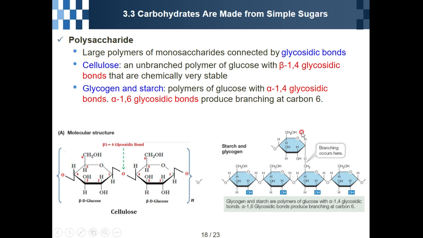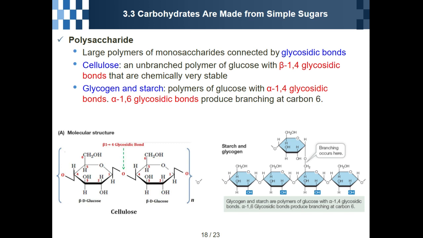And poly means a large polymer of monosaccharides connected by glycosidic bonds. Okay, large polymer means large macromolecules. The very famous example is cellulose. They are composed of beta D glucose, beta D glucose, beta D glucose, beta D glucose. So between them there is a beta 1,4 glycosidic bond.